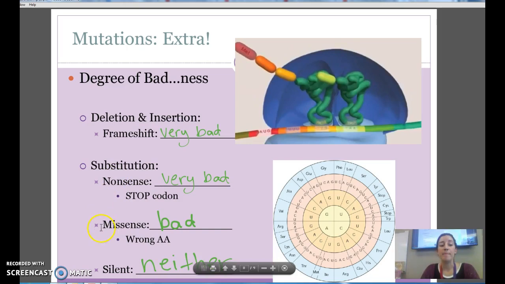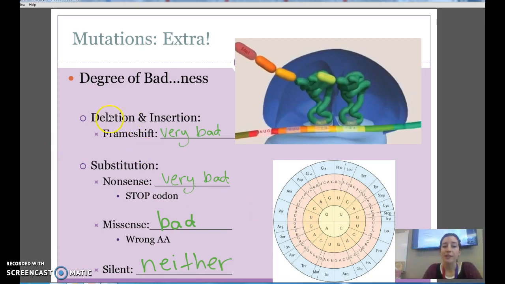If you missed the right amino acid, that is bad because that brought in a different amino acid, and that's going to change the protein. But it's not that bad because it just affected one, and all the rest of them will still be the exact same. If the substitution codes for a stop codon, that is going to be very bad because now the whole rest of that protein is no longer coded for.